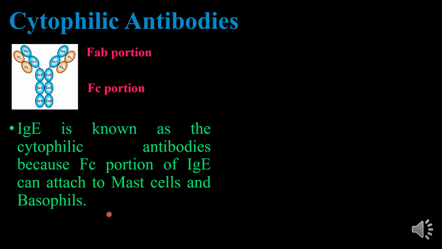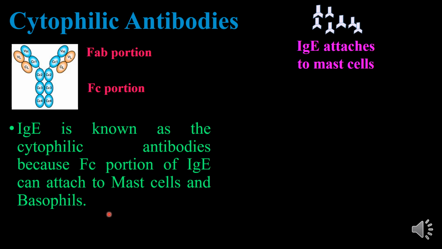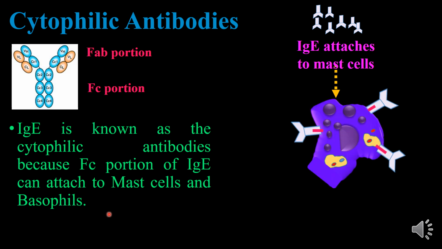and because of the attachment of these immunoglobulin E molecules to the mast cells, which have receptors known as the FC receptors, these mast cells become armed to react specifically with particulate or soluble antigens present on allergens. And this is the reason why immunoglobulin E is known as a cytophilic antibody.